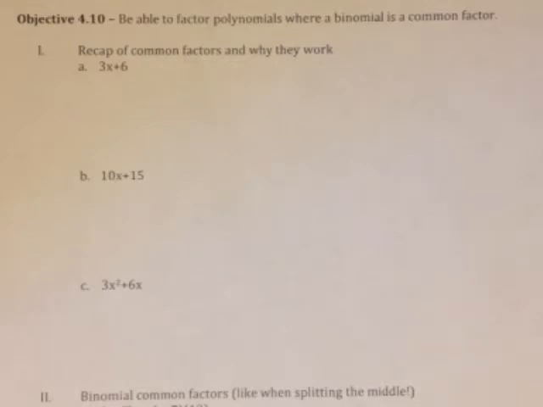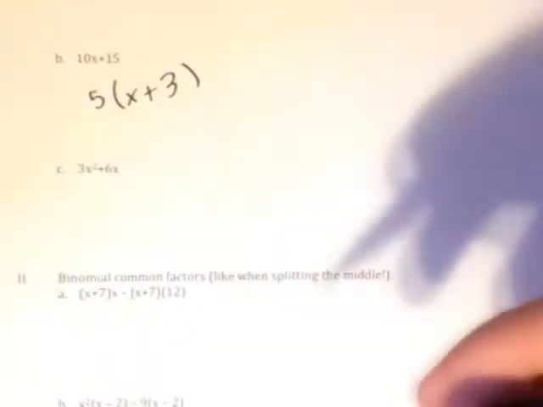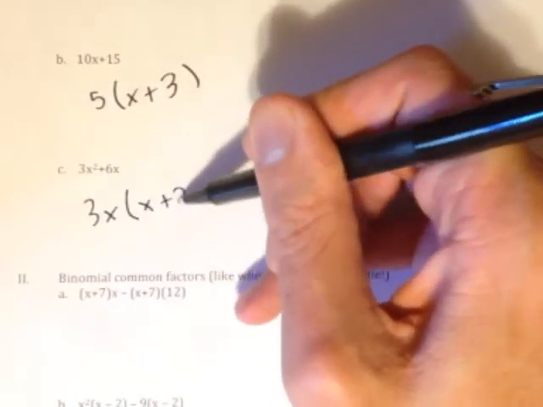What I want you to do is factor each of these, A, B, and C, by factoring out the greatest common factor. Pause and then come back. Okay, welcome back. Here, the GCF is 3, and we get x plus 2. Here it's 5, and we get x plus 3. And here it's 3x, and we get x plus 2.